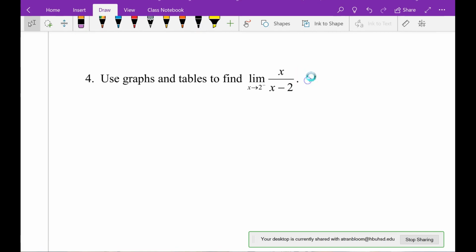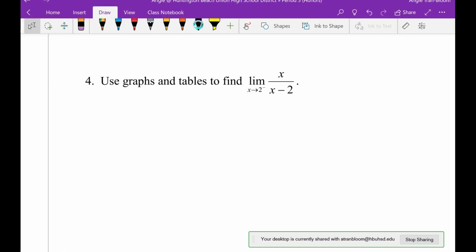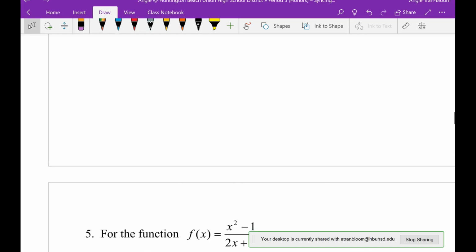Okay, next one. Calc or no calc? No? Does it say use graphing tables? For the function, it's very different. The graph is very different. Okay. Let me move on. All right, here we go.